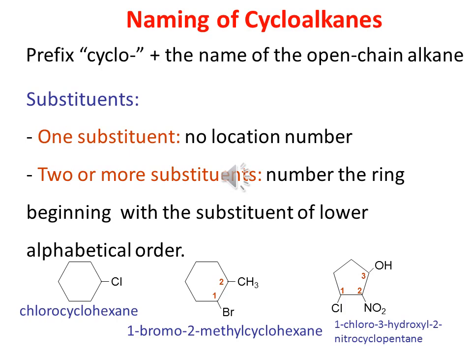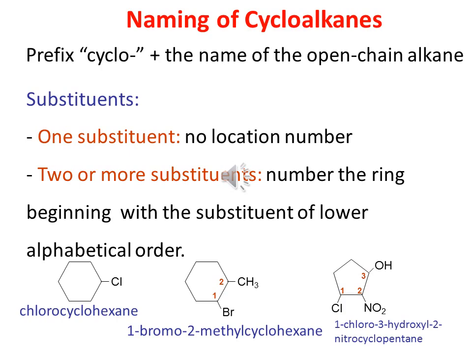So the question is, how do we name cyclic hydrocarbons having one or more than one substituent? Use the prefix cyclo plus the name of the open chain alkane. If it has one substituent, there is no need to represent the location of the substituent. For example, on the left side, you may see the structure of chlorocyclohexane. I have not written 1-chlorocyclohexane because it is understood that the chloro is present anywhere on the cyclohexane.